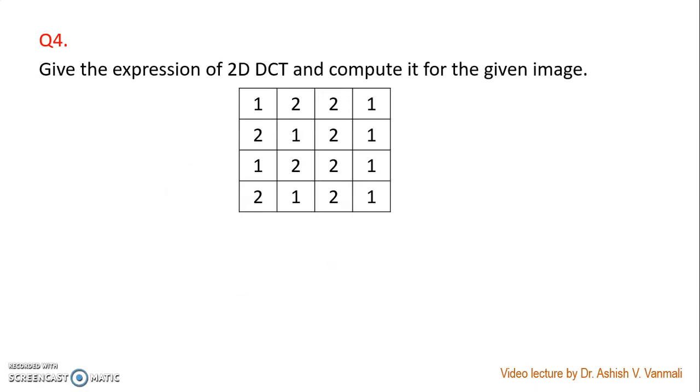Now coming to the next problem. Here the question is to find the 2D DCT of the image. First, we need to give the expression of the 2D DCT and then we need to find the 2D DCT of this 4x4 image.